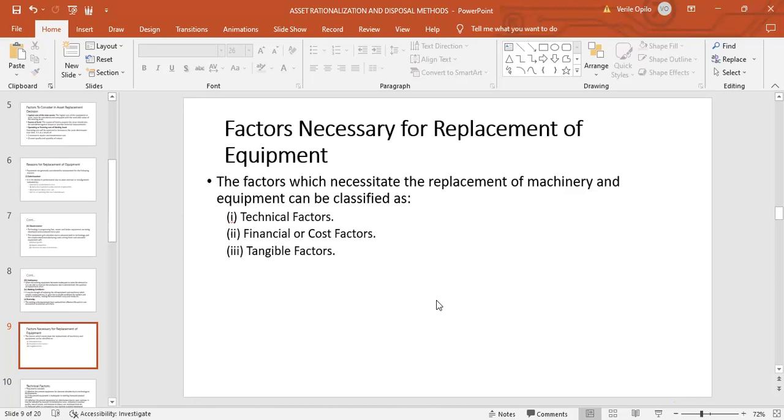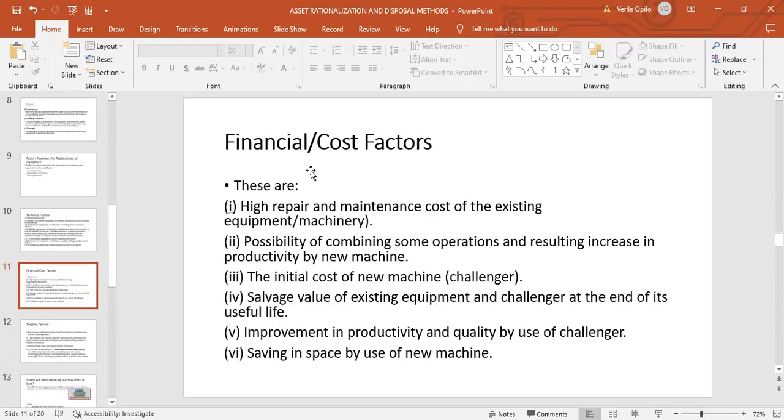The next thing we look at is the factors necessary for replacement of equipment. What are those factors that necessitate you to actually consider replacing this asset? There are various factors which necessitate the replacement of machinery and equipment. And these factors can be categorized into 3 main categories. That is the technical factors, the financial or cost factors, then we have the tangible factors. So we shall start off with the technical factors.